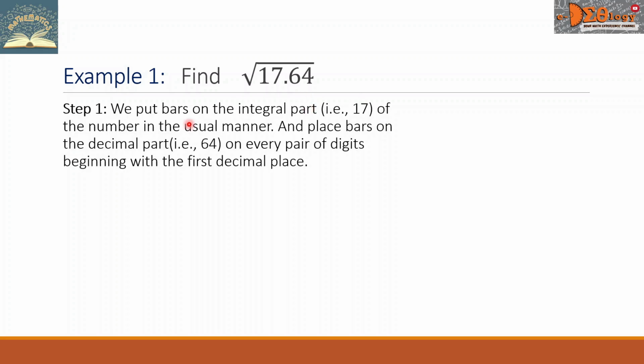Step 1. We put bars on the integral part. In this case, we have 17 of the number in the usual manner, and place bars on the decimal part. We have here 64, on every pair of digits beginning with the first decimal place. The first decimal place is 6 and the second is 4. That means there is one bar for the number 64, another bar for the number 17. Then we put the division symbol.